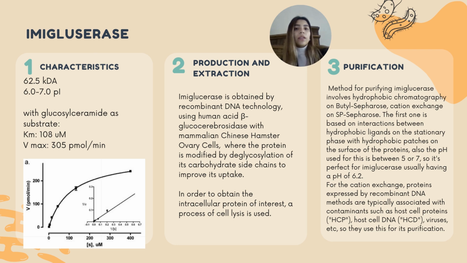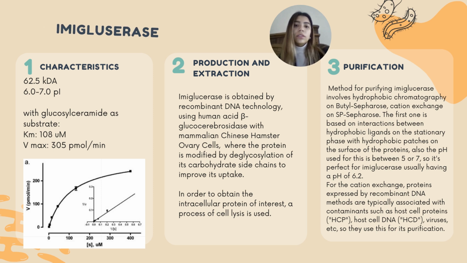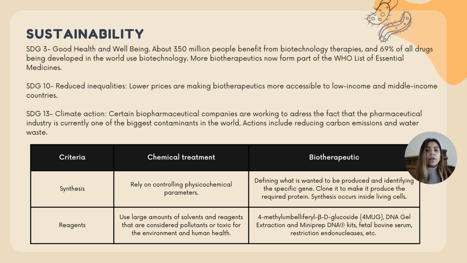Imiglucerase is obtained by recombinant DNA technology using human acid beta-glucocerebrosidase with mammalian Chinese hamster ovary cells. Two methods of purifying are hydrophobic chromatography on butyl Sepharose, where a pH of 6.2 is used, and in the method they use a pH between 5 and 7. And the cation exchange, where proteins expressed by recombinant DNA are typically associated with contaminants, and this is a form of purification that removes contaminants.